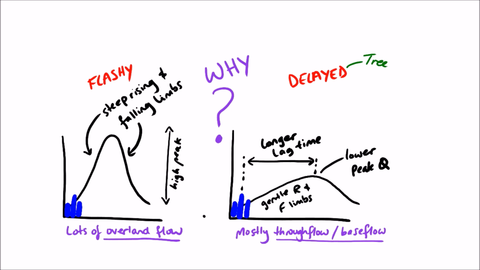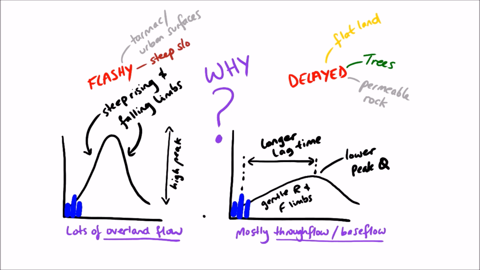Now, I'm not going to go into a great amount of detail about why this is, but hopefully you know from studying the hydrological cycle that drainage basins with flat land, lots of trees and permeable rock will have much slower transfers than areas with urban surfaces, steep slopes, places that have impermeable bedrock underneath the soil, and possibly very thin soil that can be easily saturated.